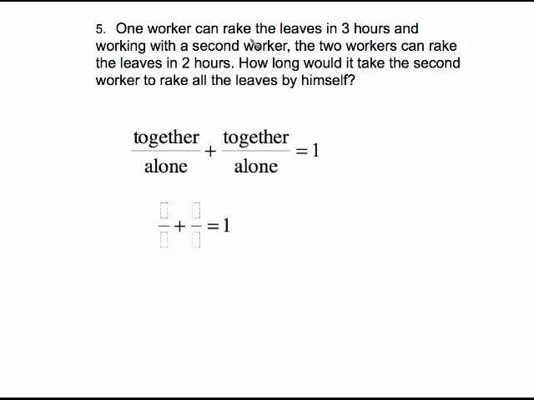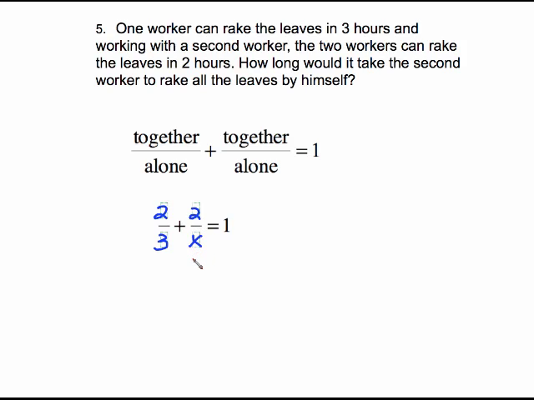This says one worker can rake the leaves in 3 hours. So this is this guy's alone time. 3 hours is his denominator. And working with a second worker, that's the together part, the two workers can rake the leaves in 2 hours. So the numerator of both fractions is 2. What we're looking for is how long it would take the second worker, that's this guy, to rake all the leaves by himself. This is where the x goes. We don't know his alone time.